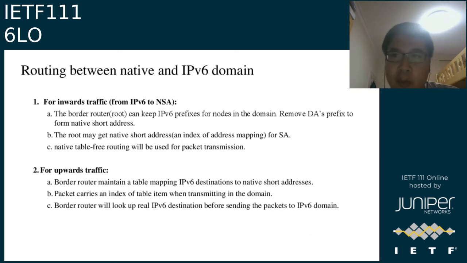Okay, the previous pages explain the procedure of routing in the domain. But for packet traffic between the native and IPv6 domains, inward and outward traffic need to be identified. For in-domain node addresses, the border gateway needs to concatenate and deconcatenate the IPv6 prefix and NSA. For outside IPv6 addresses, the border gateway can maintain a mapping table between IPv6 and a short index for that IPv6 address. And then the gateway performs translation when packets pass through the gateway.